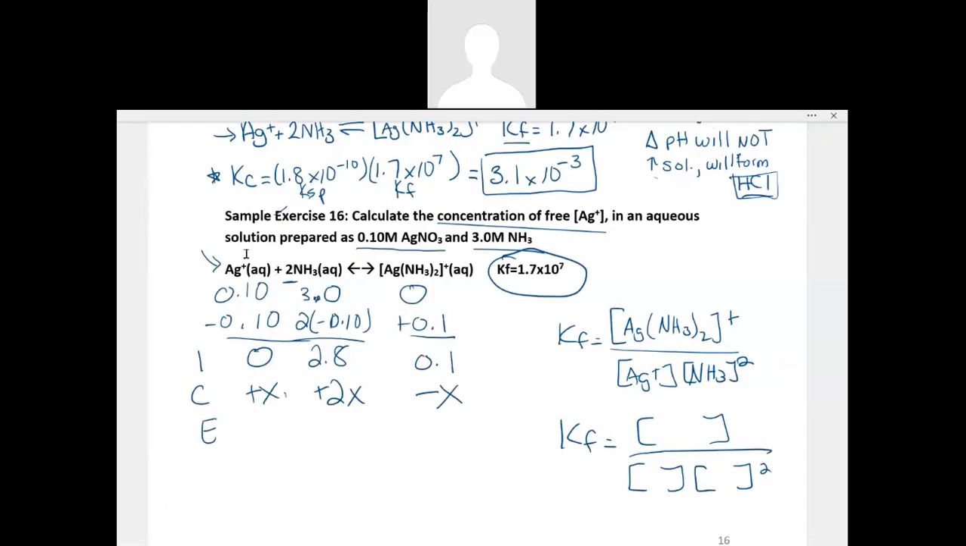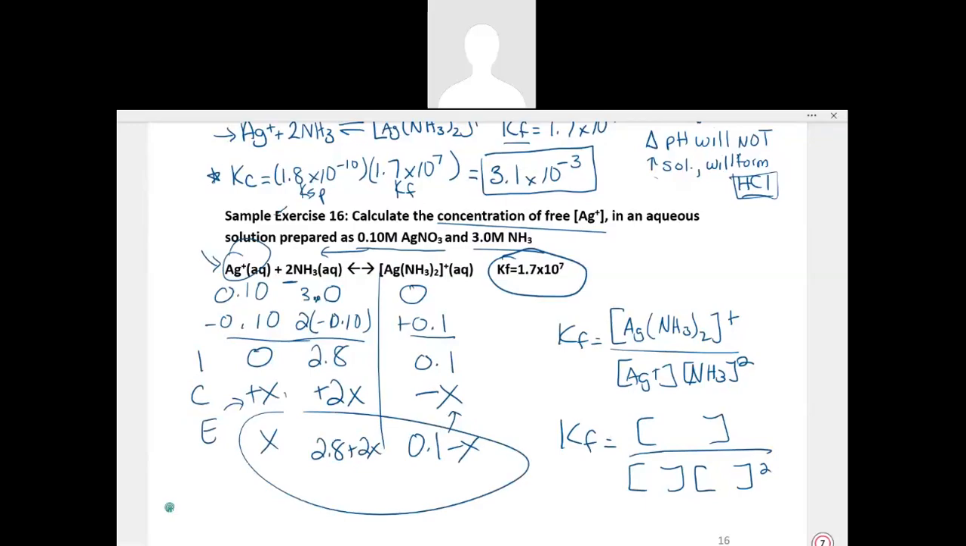We want to know how much of this free ion of silver is present, so now we're going in this direction. Our negatives are over here on the right, and our positives are on this side of the arrow. So what do I have? I'm going to have 0.1 minus x over here on my reactant side, and then 2.8 plus 2x here for this product, and then x here. These are my values that I'm going to plug into this equation over here.